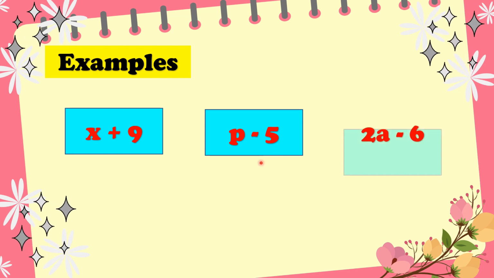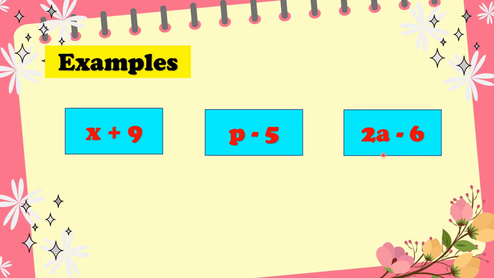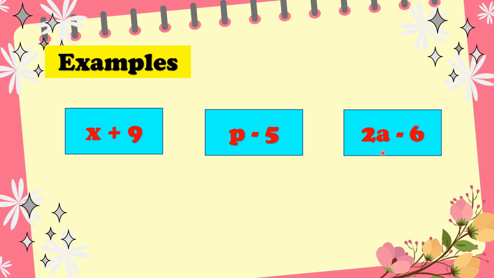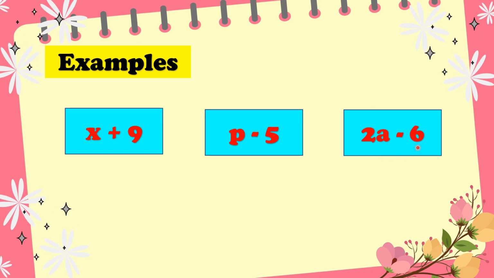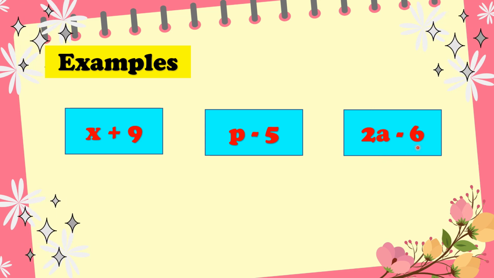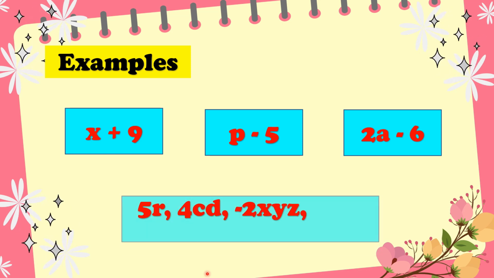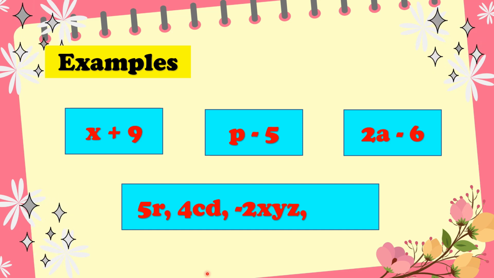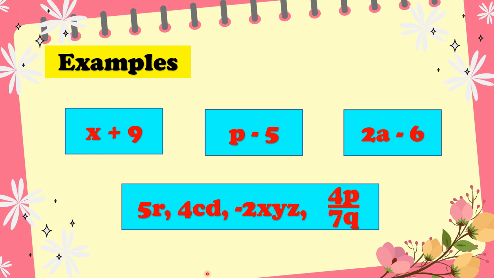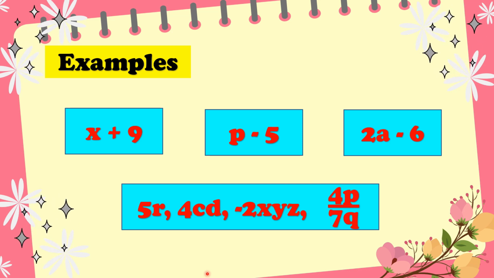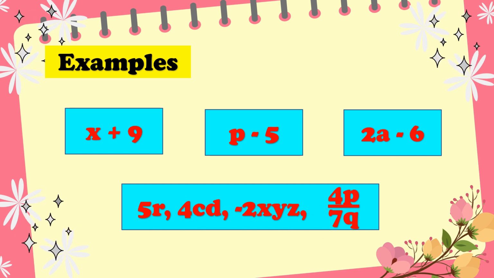The next is 2a minus 6. A combination of a constant and a variable together, we call them as coefficients. And this is the constant, negative 6. An algebraic expression can be a combination of a constant and a variable, which are called coefficients, and they could also be terms combined by multiplication or division.